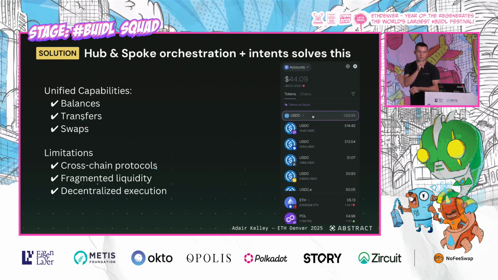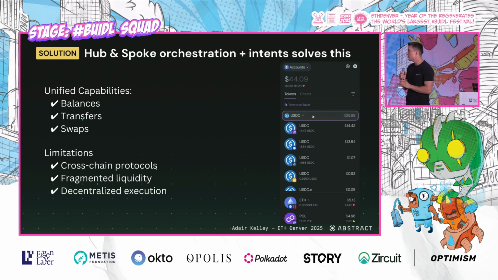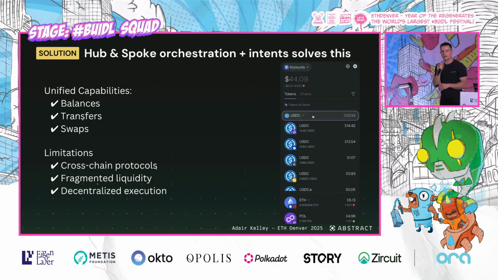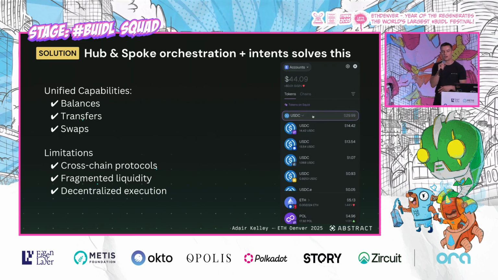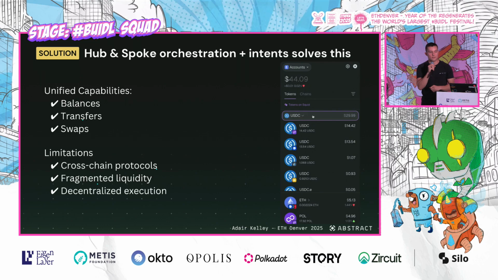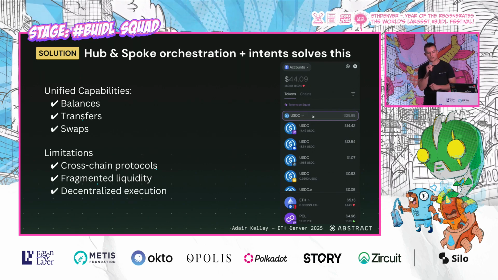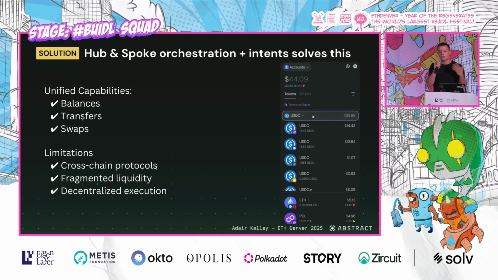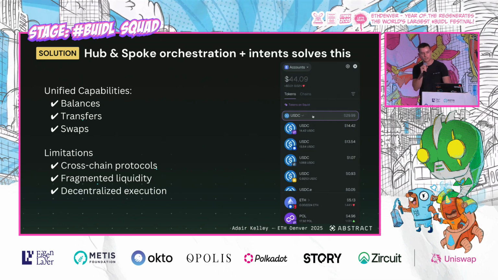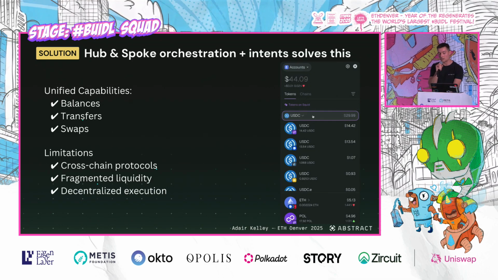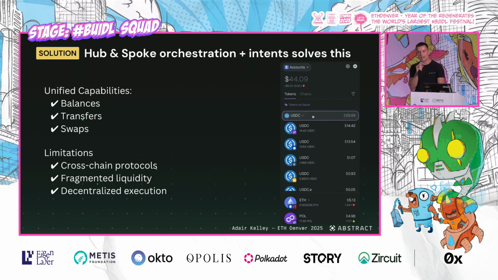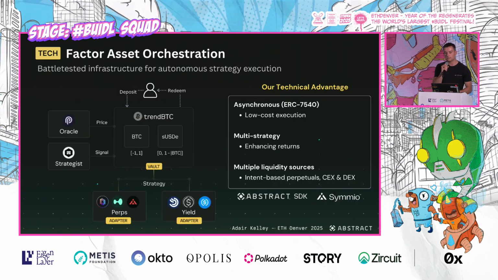So if we go back to our problem at the beginning of the presentation, we know that yes, chain abstraction unifies balances, or allows you to transfer any asset to any other chain and swap any asset for any other. But yes, it has limitations. Though if you combine it with protocol level logic installed on those universal accounts, you can actually build amazing cross-chain protocols, solving for the fragmented liquidity and decentralizing that execution.